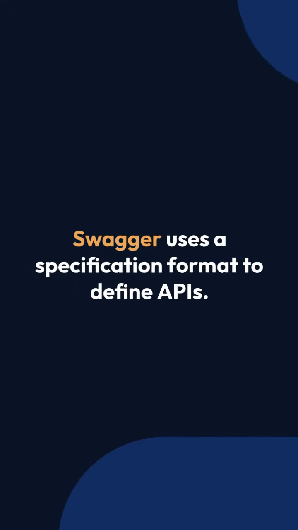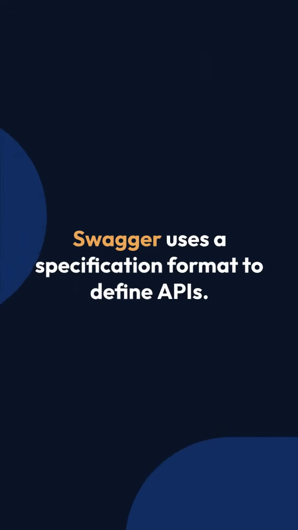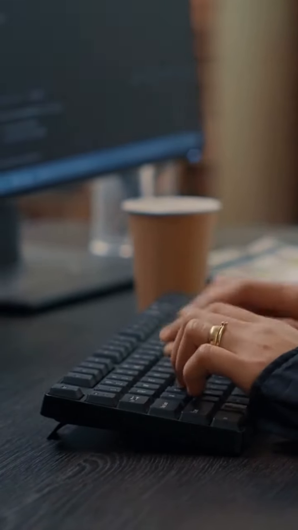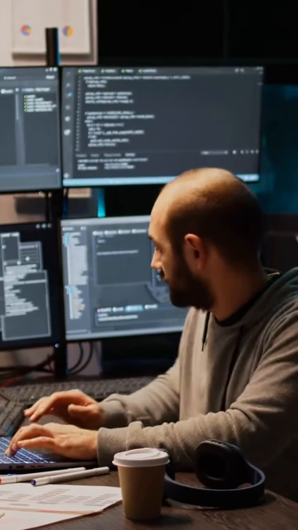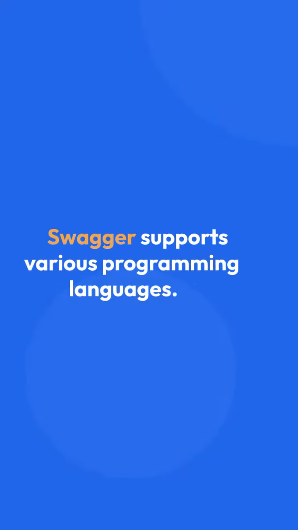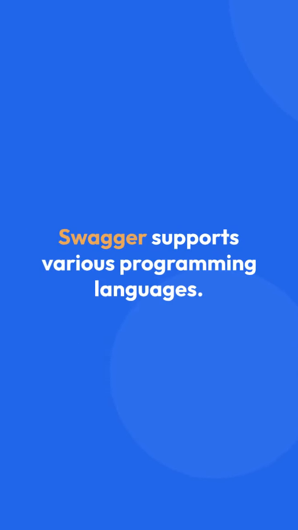Swagger uses a specification format to define APIs. This includes endpoints, operations, and data models. It generates interactive documentation. Developers can test APIs directly from this documentation. Swagger supports various programming languages.